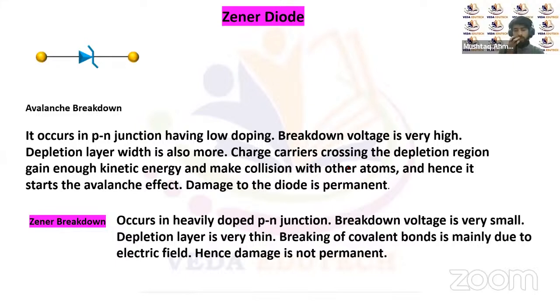Now, one of the important diodes, or applications of the PN junction diode, is the Zener diode. It's a very important diode. Zener is also a PN junction diode, which works in the reverse biasing condition, and we can say it works in the breakdown region. It actually works in the reverse breakdown voltage region.